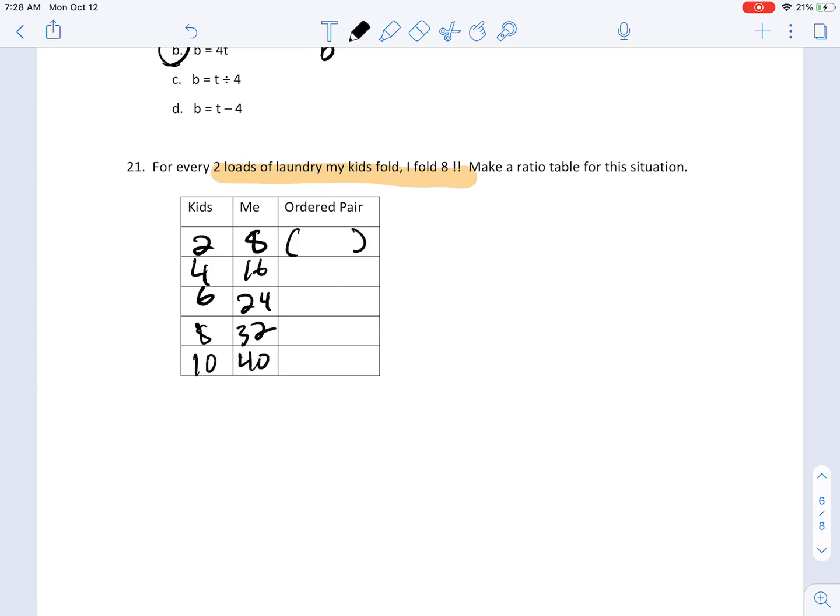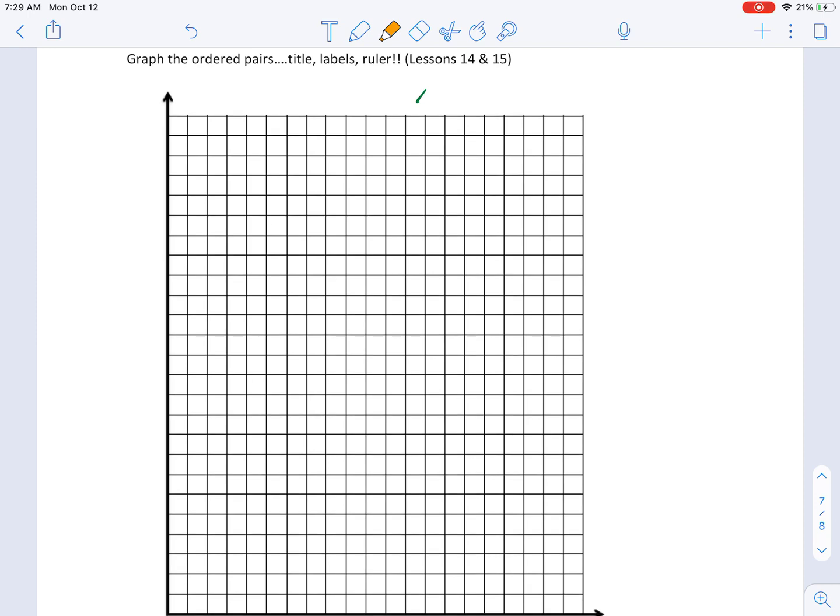So remember, our ordered pairs are 2 numbers separated by a comma and in parentheses. They represent the x and the y, and they're going to represent a point on the coordinate plane. So this is (2, 8), (4, 16), (6, 24), (8, 32), and (10, 40). Now I have these saved, and I'm going to use these ordered pairs and plot them on the next page, on the graph.